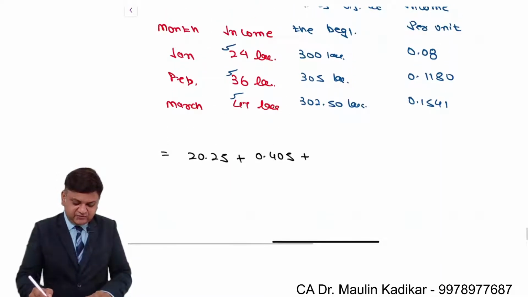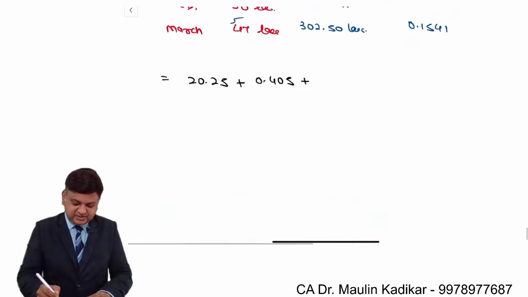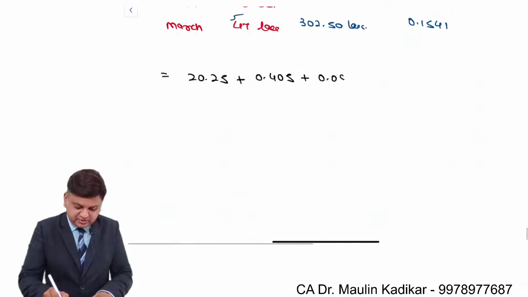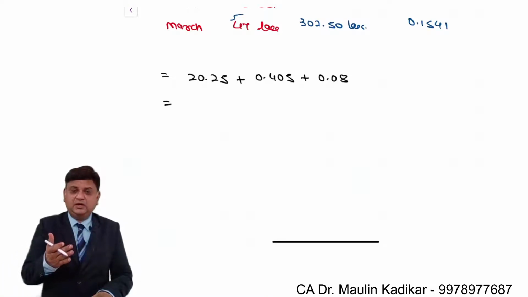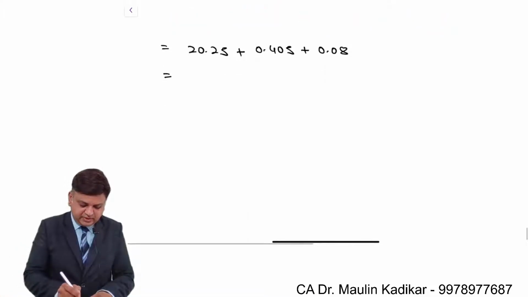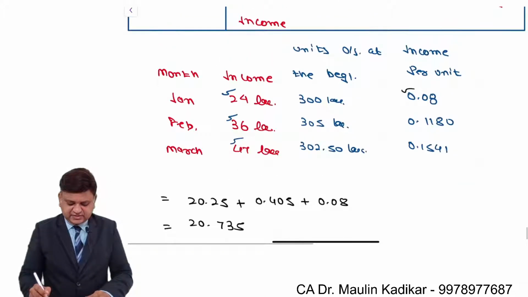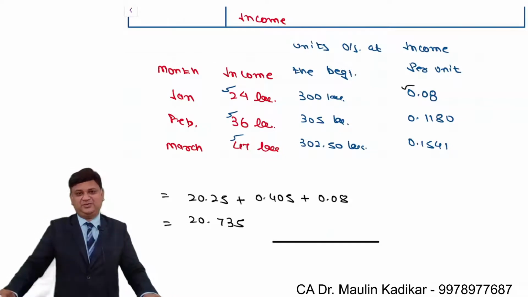And we understand that for the existing unit holders, NAV must have increased by the income of January, that is 8 paise. So plus 0.08. This is the way we can compute the NAV per unit for the issue at the end of January. So 20.25 plus 0.405 plus 0.08, that comes to 20.735. That is the way we are supposed to collect an amount from the new investor at the end of January.